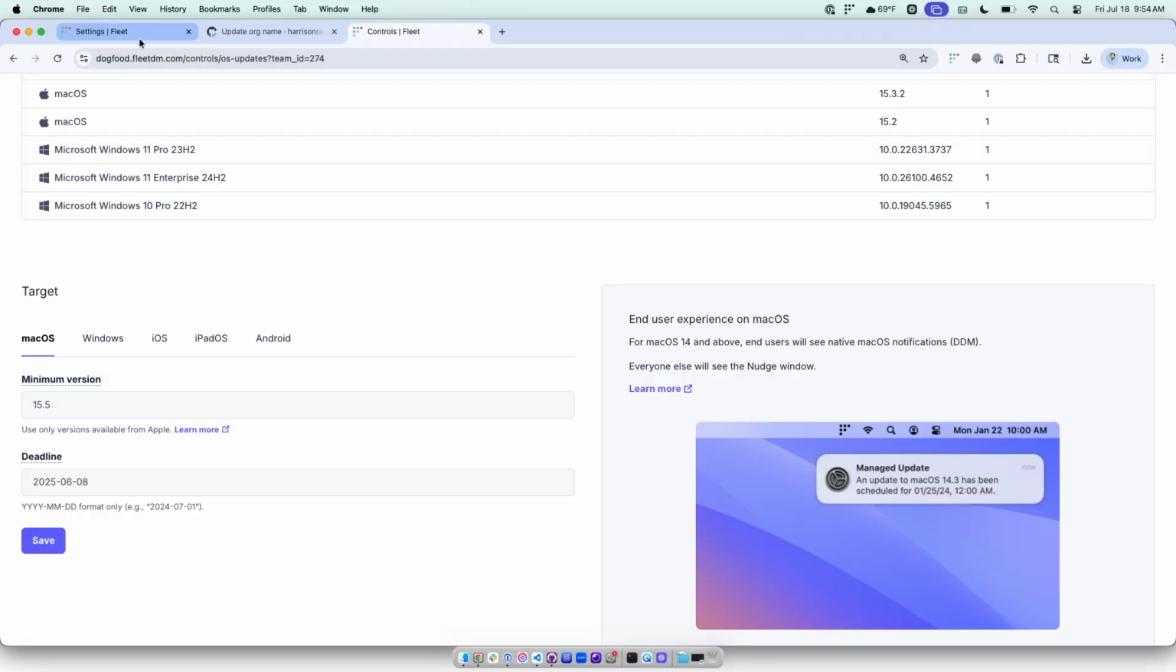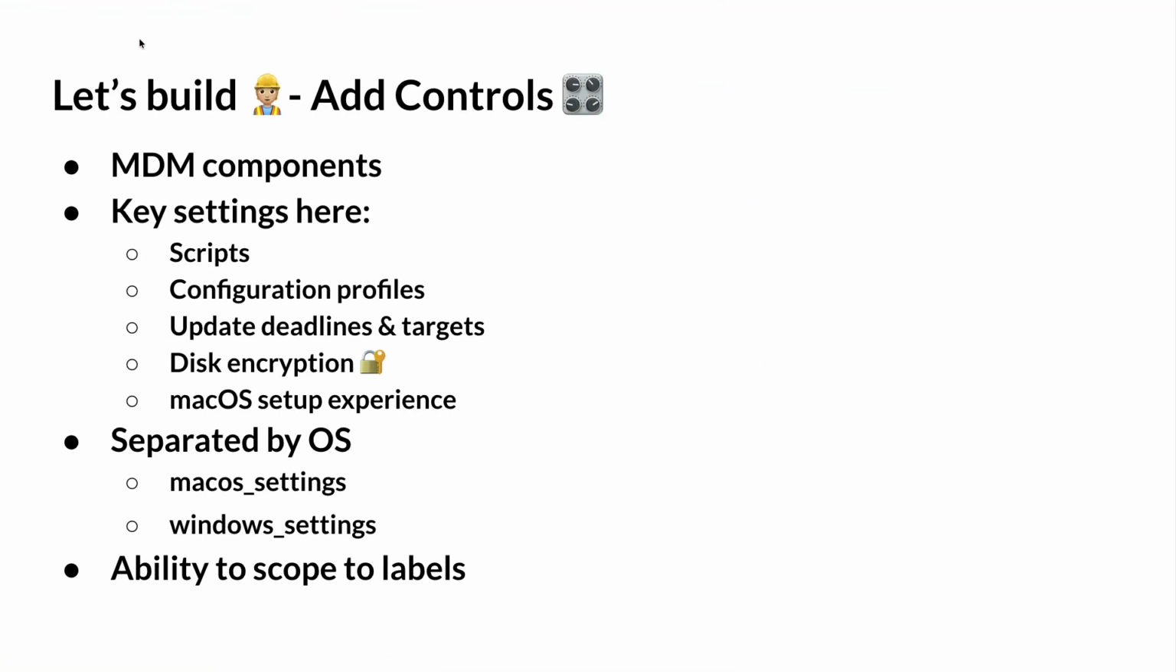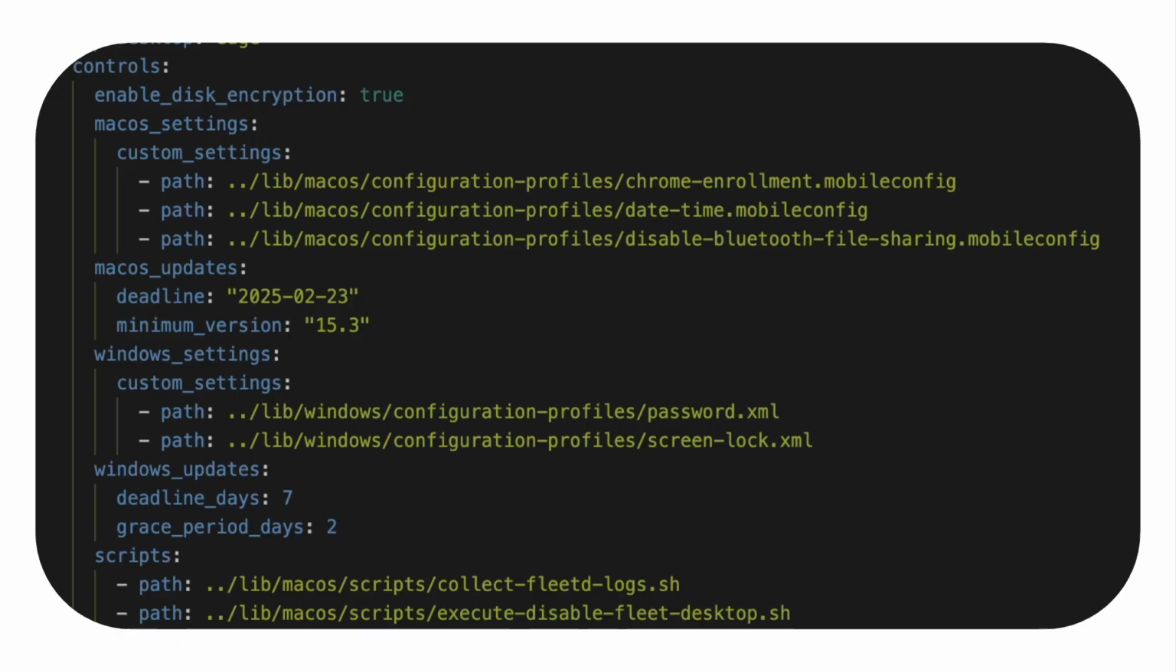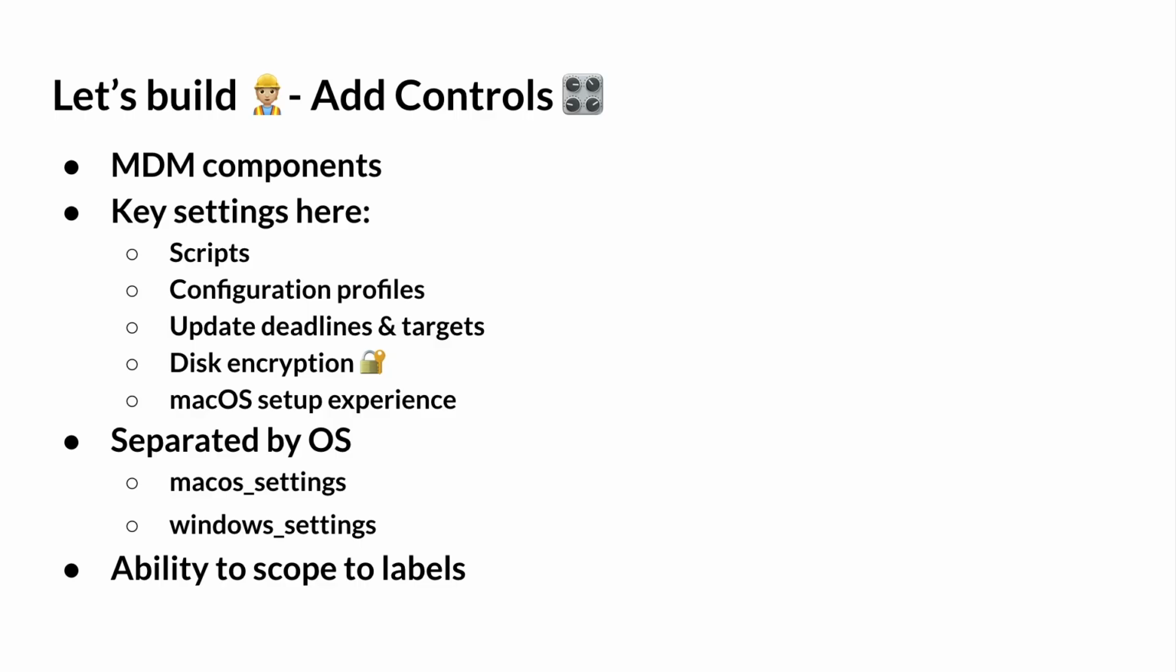Cool. Let's take a look. So again, all of your MDM components here, configuration profiles, deadlines, disk encryption, setup experience, all of those things can be configured in code. And we separate it by operating system. So it'll be like controls is the high level, and then there's going to be macOS settings, and then another section for Windows settings.